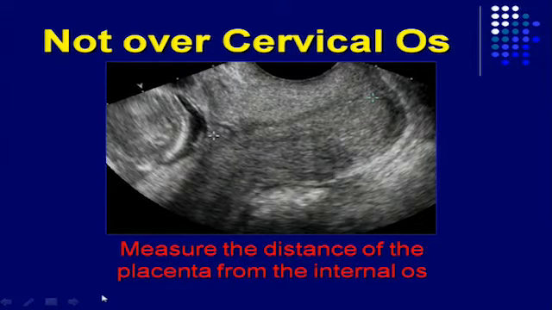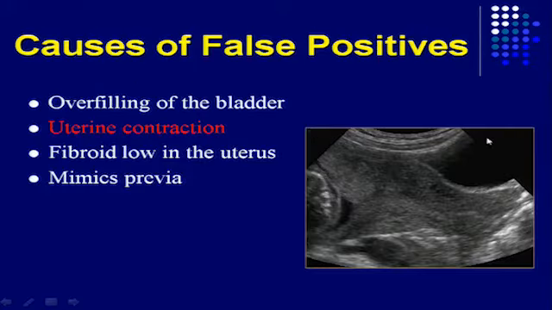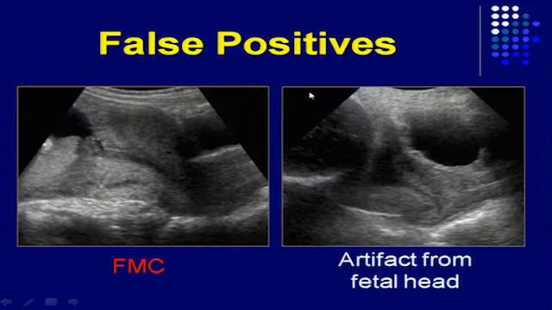So you measure the distance, again, of the placenta from the cervical os. So here's the cervix, and the placenta is coming right to that internal os there. Causes of some of the false positives are overfilling of that bladder. So cervix is actually down here. This is the anterior and the posterior uterine walls contracted up. So the uterine contraction, fibroids low in the uterus, can mimic a previa. These are all problems from the overfilling of the bladder. Again, the FMC, focal myometrial contraction, artifact from the head makes it look like everything's open.